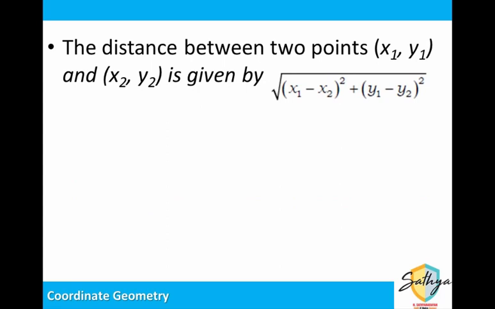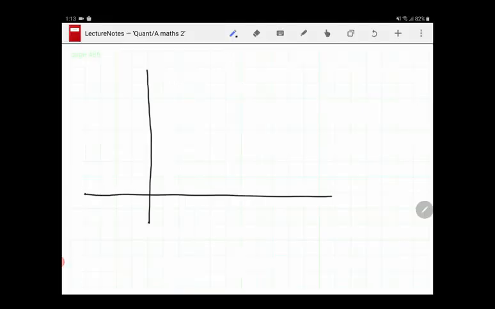Now, the distance between any two coordinates is given by the formula square root of (x1 minus x2) whole square plus (y1 minus y2) whole square. So let's understand this formula. Supposing we have our coordinates, we have the first point x1 comma y1, and our second coordinate x2 comma y2.